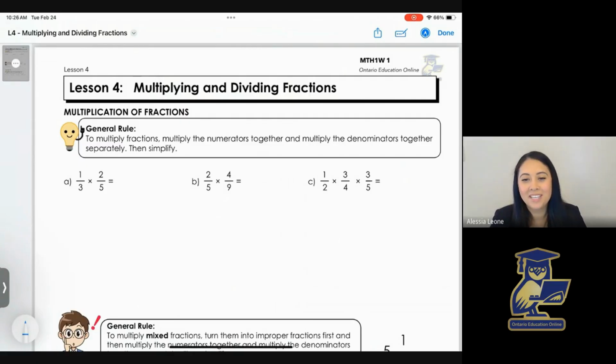Okay, everybody, welcome to lesson 4. So far, you reviewed your integers, you looked at adding and subtracting fractions, and now today we're going to be talking about multiplying and dividing fractions.